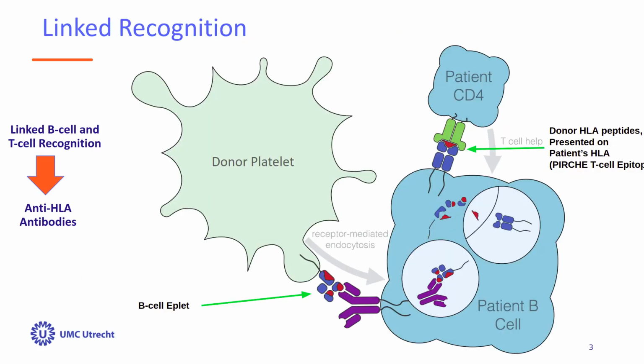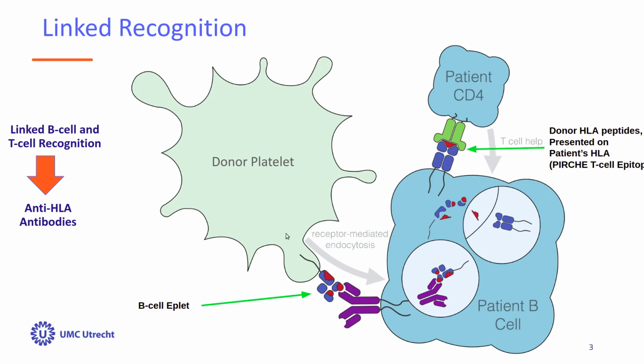So how do these antibodies develop? Antibodies develop through a process of linked recognition. In this figure, we have a donor platelet in the center. You can see that this donor platelet is expressing class 1 HLA, and class 1 HLA has a lot of these B-cell eplets on the surface. These B-cell eplets can be recognized by the patient's B-cell receptors.